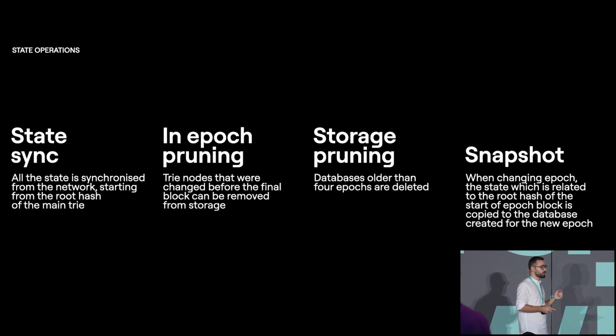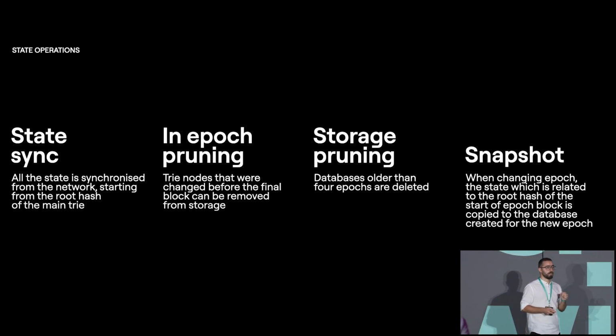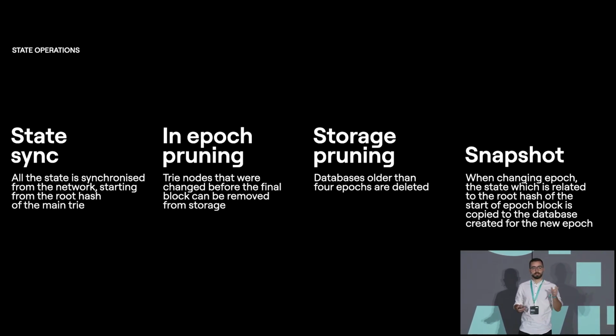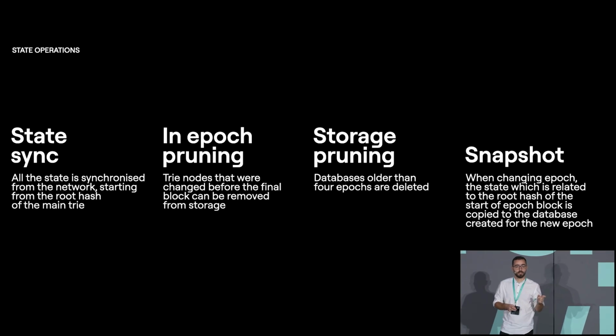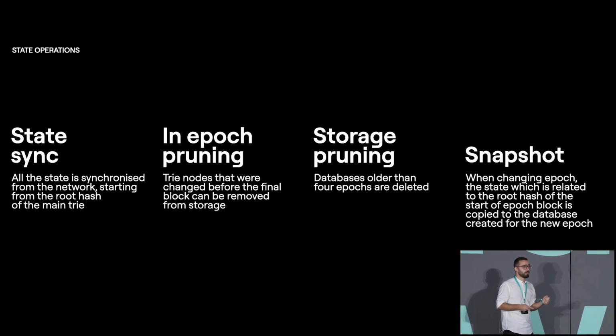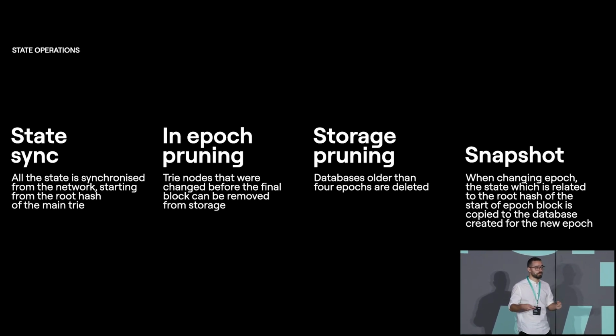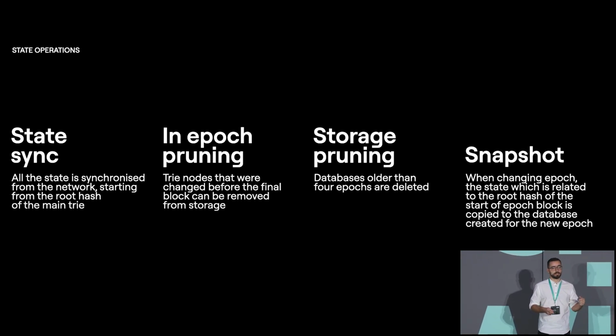What you need to know is just the root hash of the main tree. You ask your peer nodes, okay, give me the node which is related to this root hash, and they will give you the node. After you unmarshal that node, you can check the hashes of the children and request the children nodes, and so on until you sync the main tree.